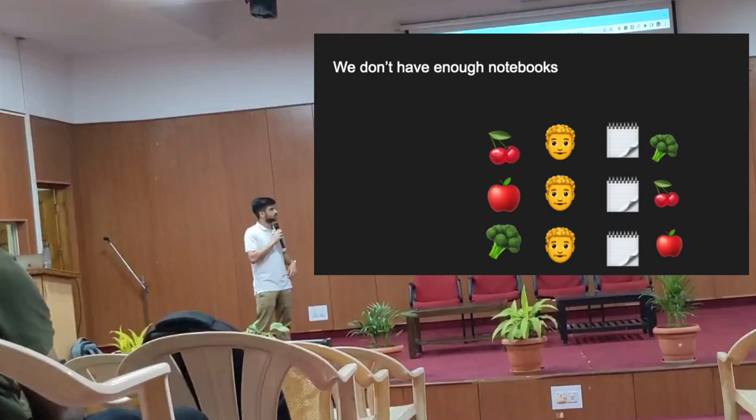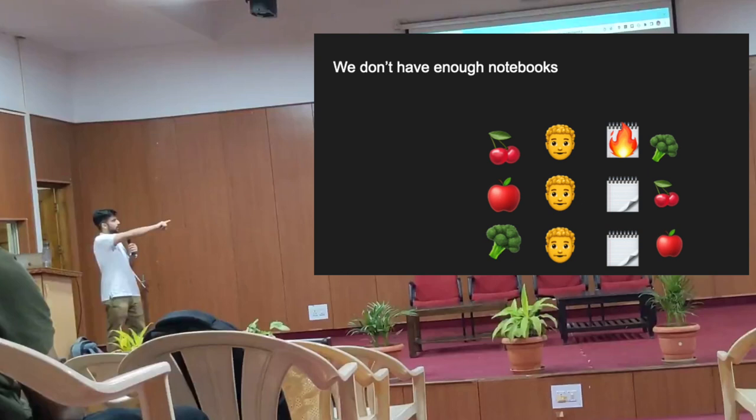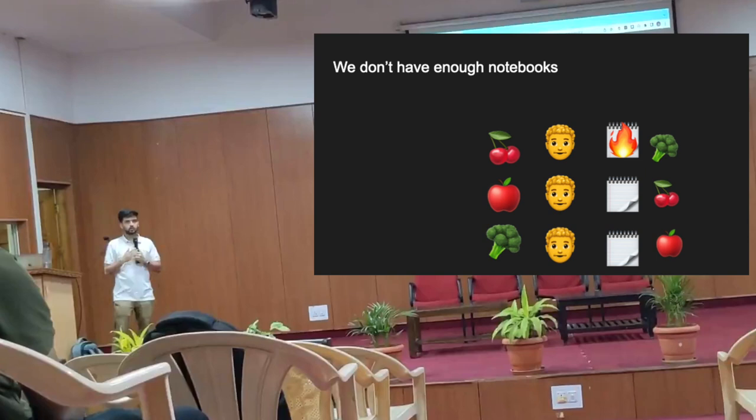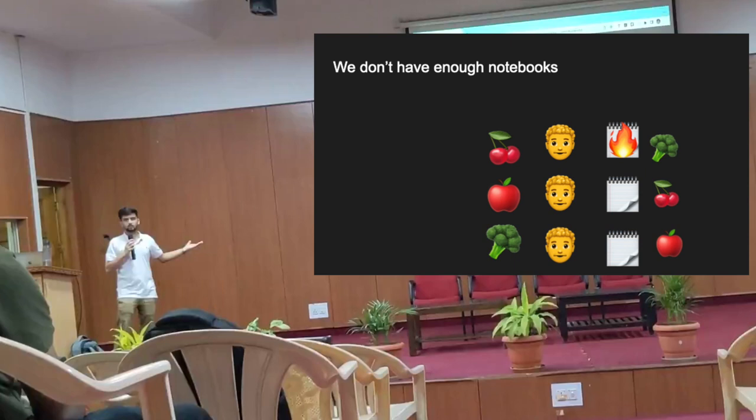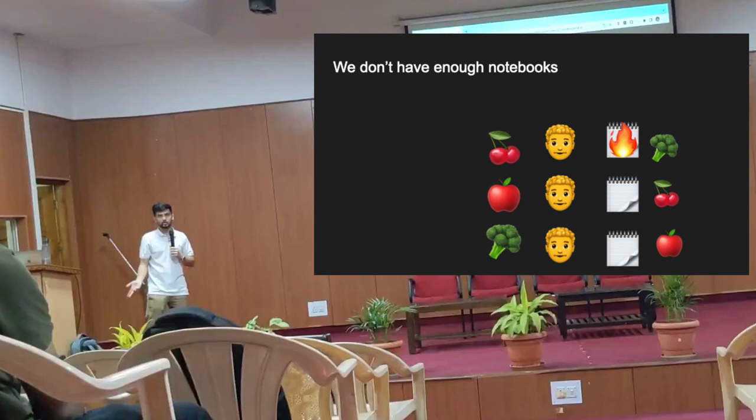So now what will happen is, we still have only three notebooks, but even if the first one catches on fire, you can see we still have all our data for apples, we have all our data for broccoli, we have all our data for cherries in just these two notebooks. Yeah, so any problems you see here with this? If two books are gone, one fruit is gone. Yeah, one thing is if two books are gone, then we can't do it. One fruit's data will be lost.